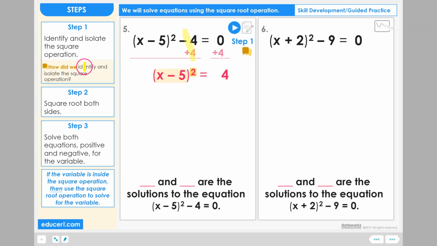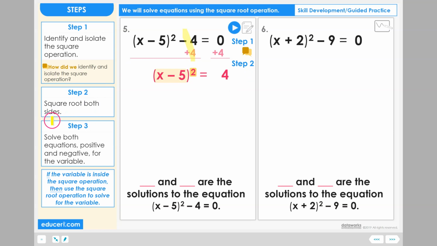How did we identify and isolate the square operation? In this problem, we had to do an additive inverse to get rid of a constant minus 4 before we had our square operation isolated on this side of the equation.